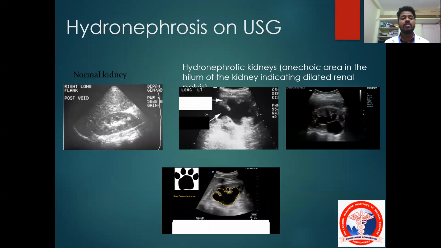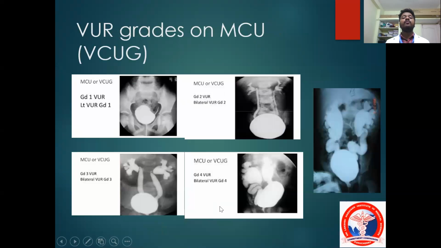So hydronephrosis on ultrasound, there will be a characteristic bear paw appearance, anechoic area in the hilum of the kidney indicating dilated renal pelvis. This you can see, that bear paw appearance. So VUR grades on MCU. So grade 1 VUR is just a reflux into the non-dilated ureter. Here you can see reflux, but the ureter is not dilated.